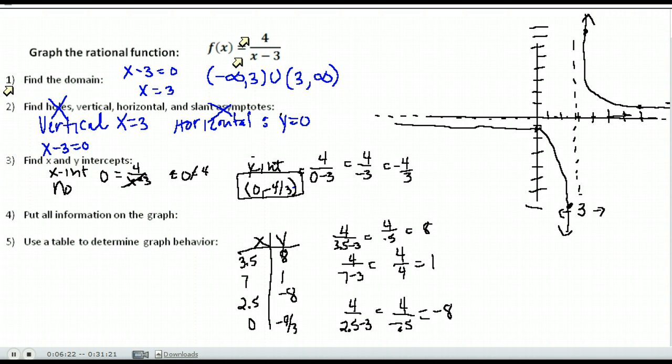Now we had no x-intercepts, so we know these are never going to cross. We also have an asymptote there, which kind of restricts it. So here is a basic sketch of our graph.